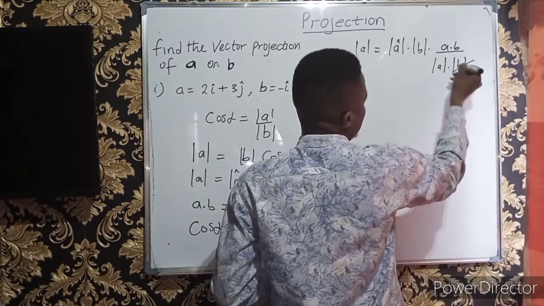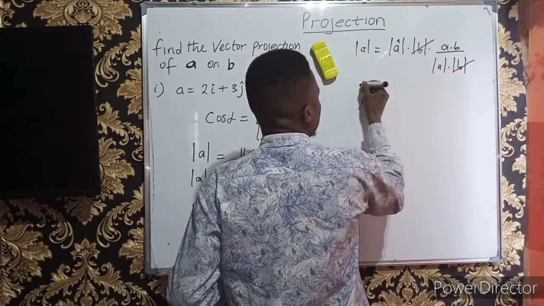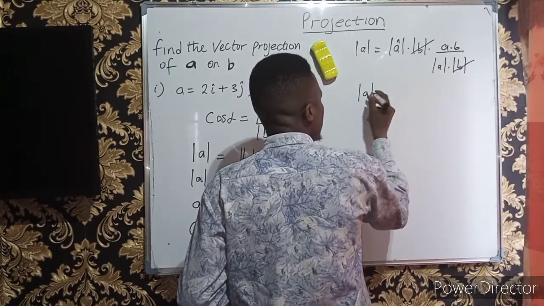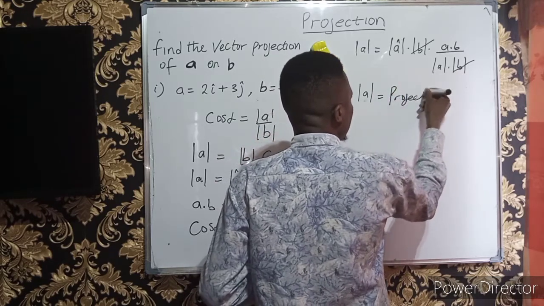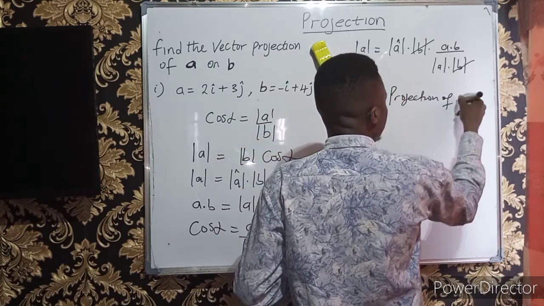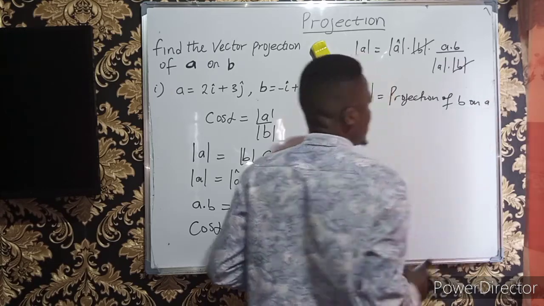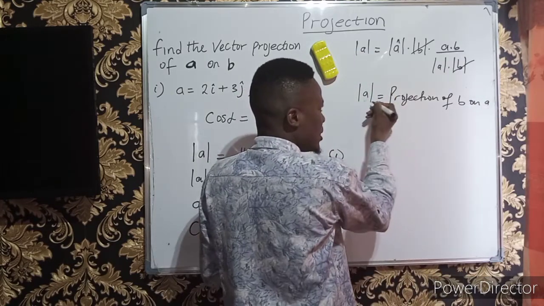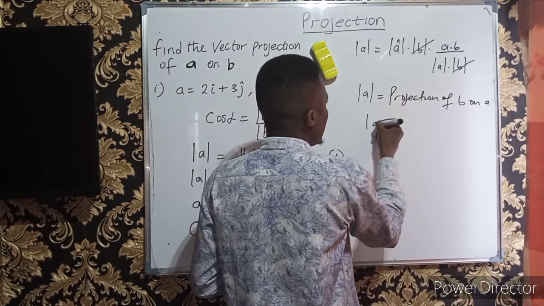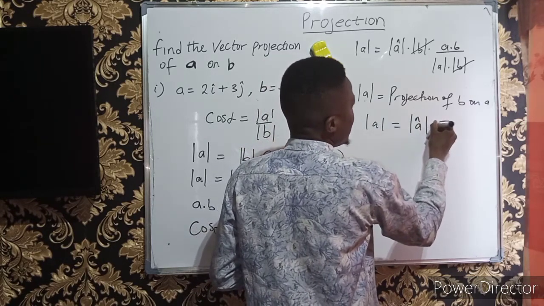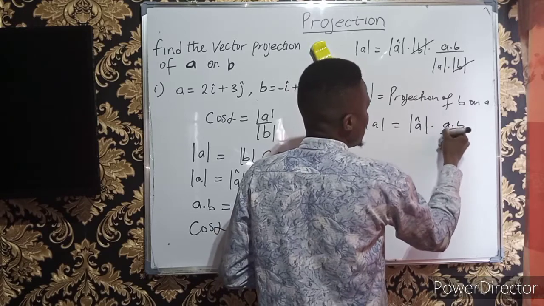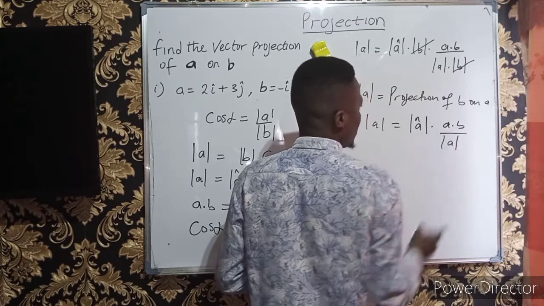Now this can cancel this. This modulus of A, which is the same thing as the projection of B on A, that projection of B made on A, will now be equal to this multiplying A dot B all over modulus of A.